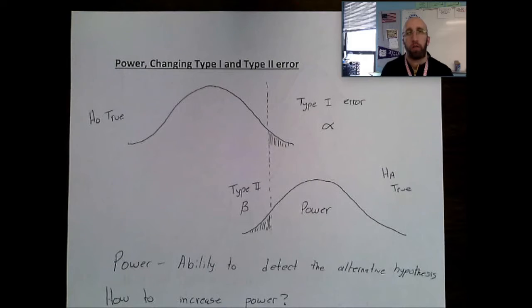In this video, we're going to talk about power and changing a type 1 and a type 2 error. At this point, you should have an understanding of what a type 1 error is and what a type 2 error is. In statistics, before we go into a hypothesis, you can talk about what a theoretical type 1 error is and what a theoretical type 2 error is, in the context of the problem.